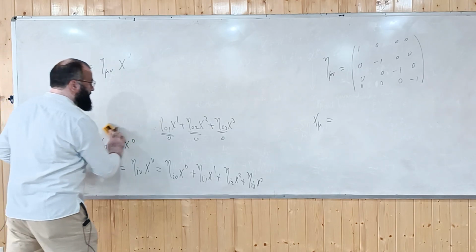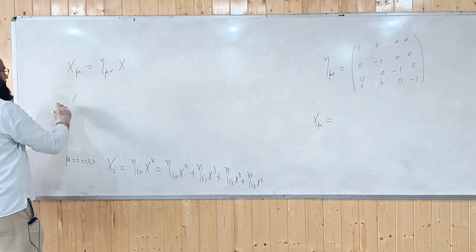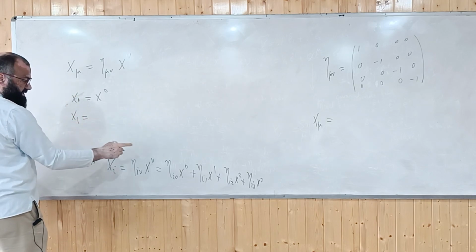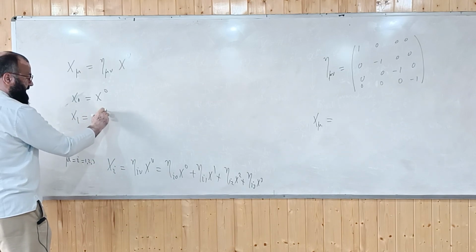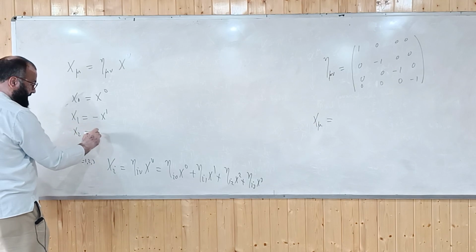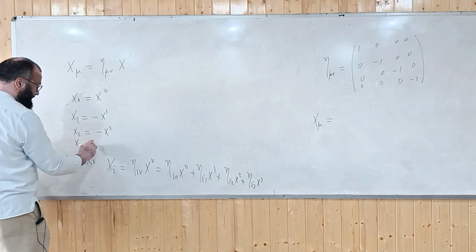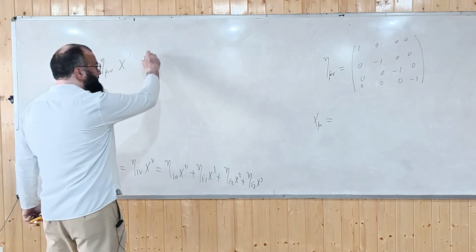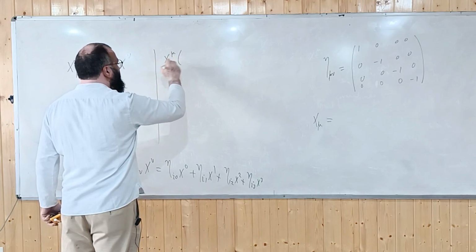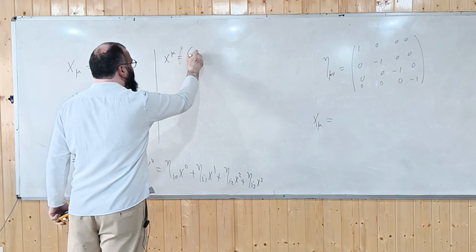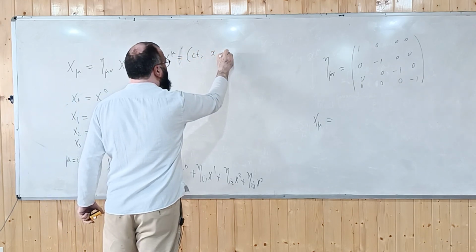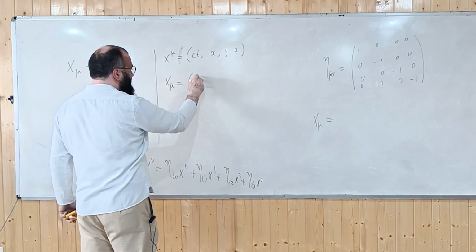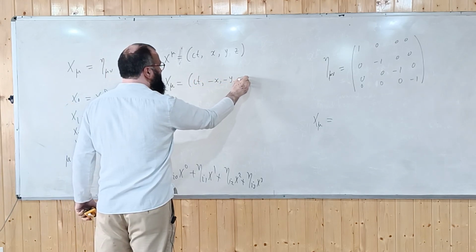So what did we get? x0 we have got as x0. Now if I write x1, it is eta 11 x1, so it's minus x1. Clear? Now if I write x2, that is minus x2. If I write x3, that is minus x3. Therefore, if you are having contravariant components of the vector as ct, x, y and z, how do you get the covariant? It will remain as ct, and this will become minus x, minus y and minus z.